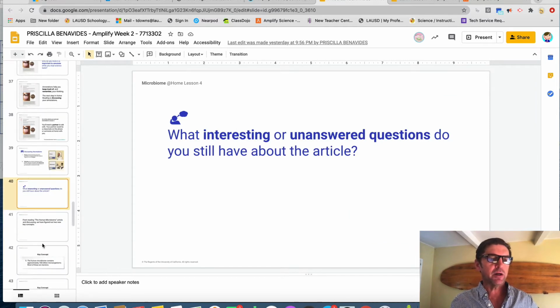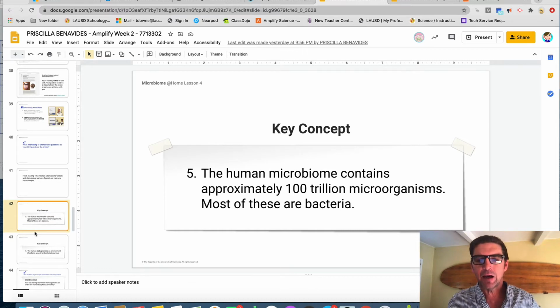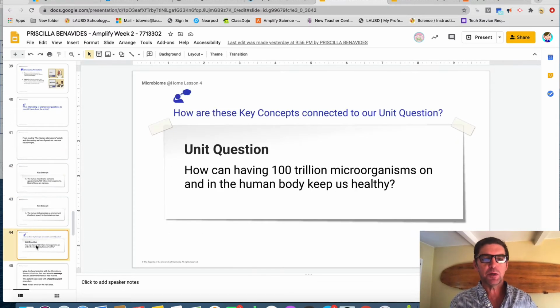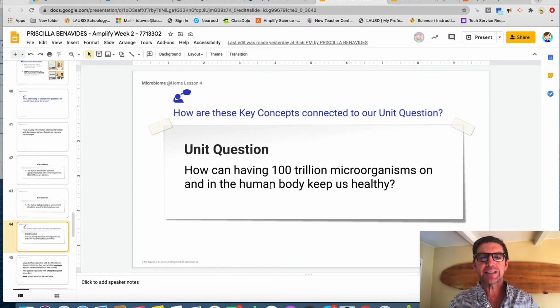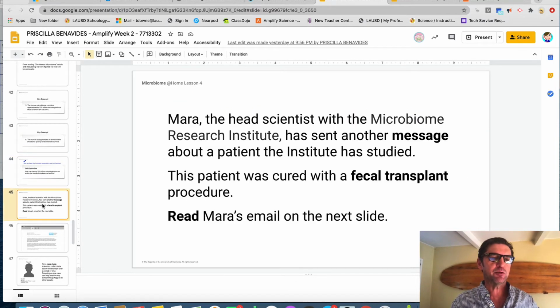But now we want to come down into our key concepts: how does having 100 trillion microorganisms, most of these bacteria, how can that help the human body or keep us healthy, as it says here? So that's what we're looking at. It's something to do with these 100 trillion microorganisms, most of them bacteria, keeps our body healthy. So let's take a look here.